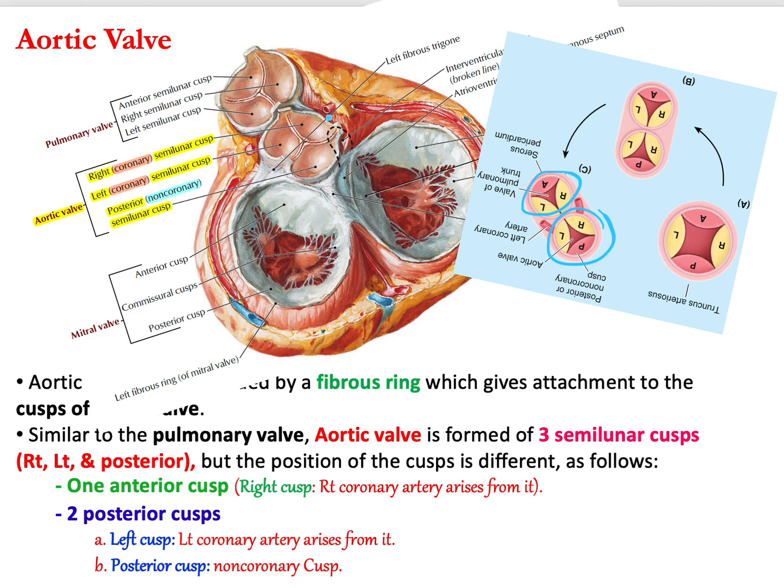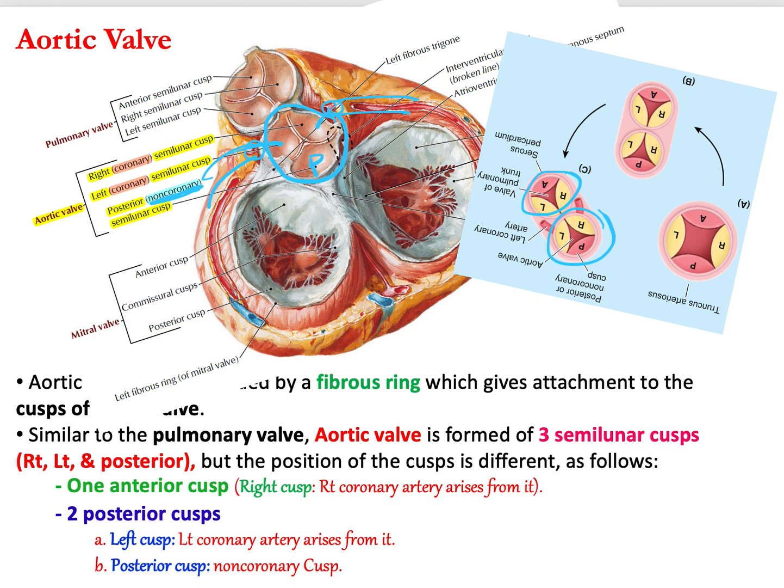I think we mentioned also that the right coronary artery and the left coronary artery arise from the right and left coronary sinus respectively. But the posterior cusp of the aortic valve has no coronary vessels. That's why sometimes it's known as the non-coronary semilunar cusp.